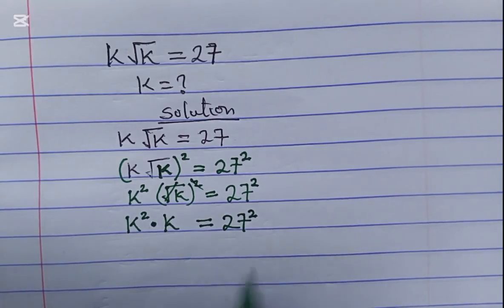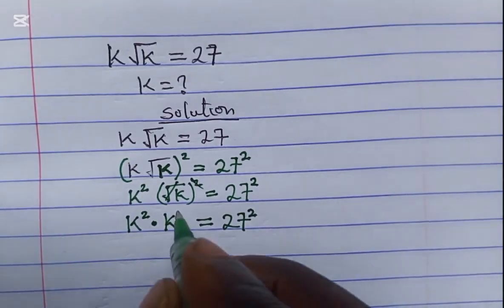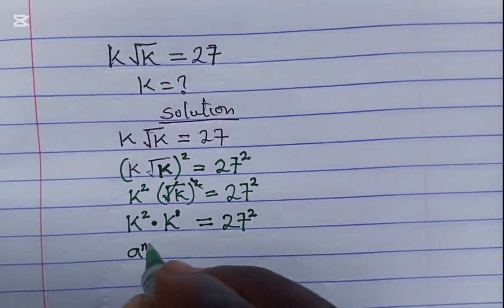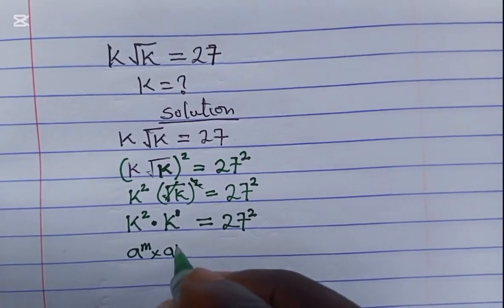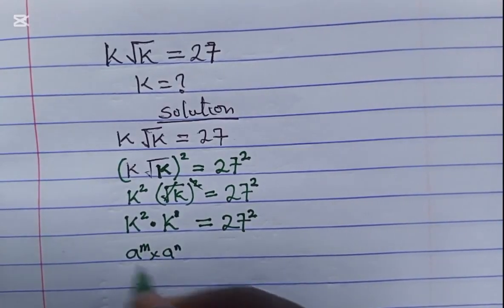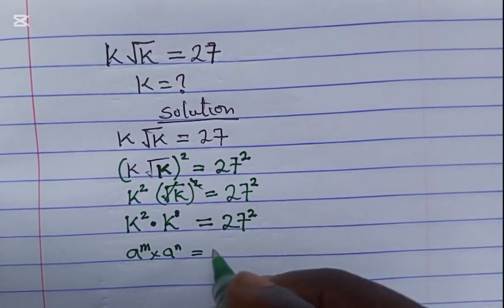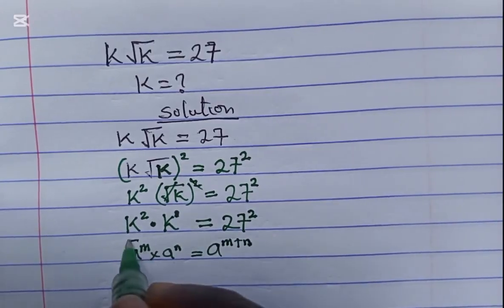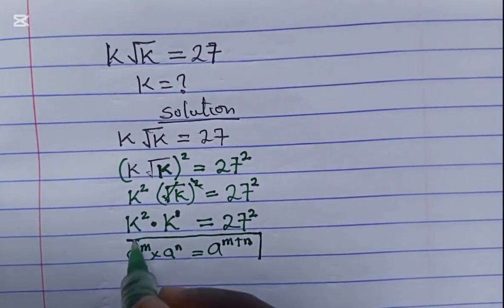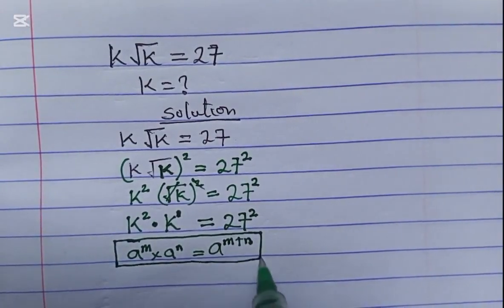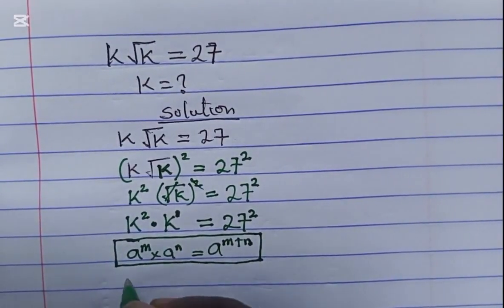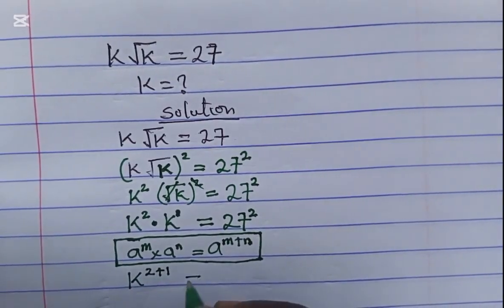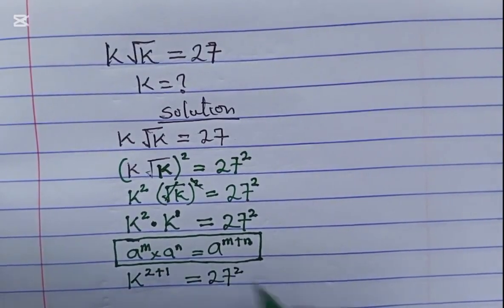So if we apply the law of indices, remember this is also k raised to the power of 1. That says if you have a raised to the power of m times a raised to the power of n, since they have equal base, it will give us a raised to the power of m plus n. So we apply this indices law here. So this will give us k raised to the power of 2 plus 1, which is equal to 27 raised to the power of 2.